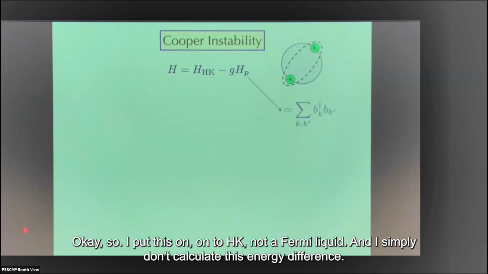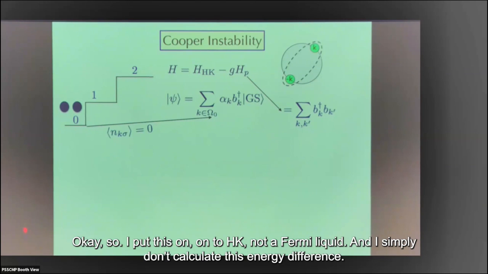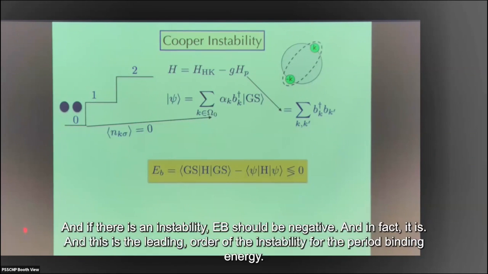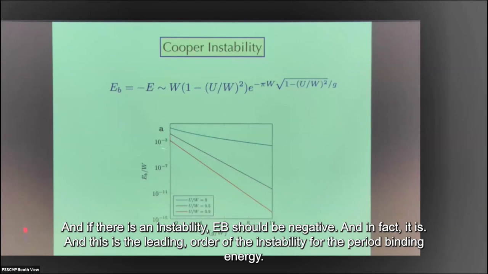Okay, so I put this onto HK, not a Fermi liquid, and I simply calculate this energy difference. And if there is an instability, EV should be negative. And in fact, it is. And this is the leading order of the instability for the pair binding energy.